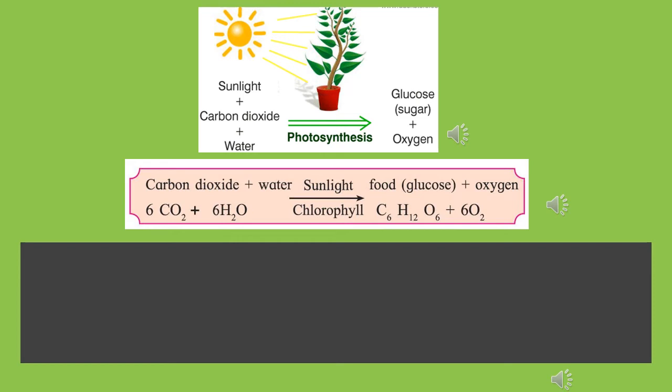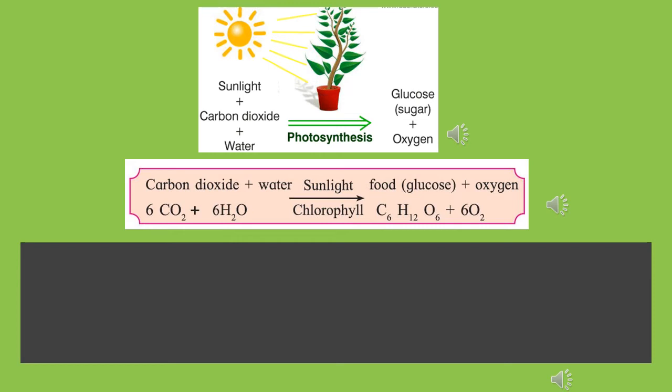The first step shows the reaction written in words, and the second step shows the reaction written in molecular formula. So the carbon dioxide molecular formula is CO2, water is H2O, food is C6H12O6, that is the formula for glucose, and oxygen is O2. Now you might think, why is that 6 written over there? That is to balance the equation.